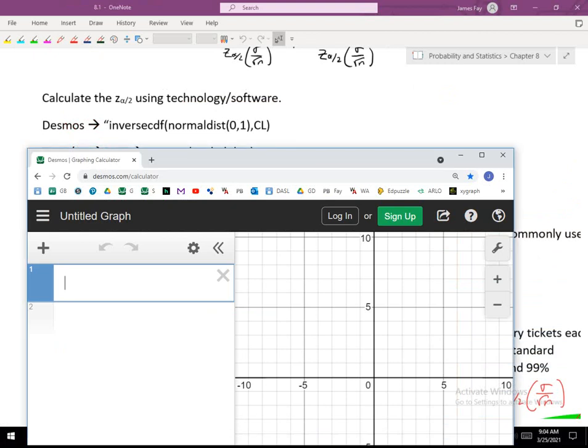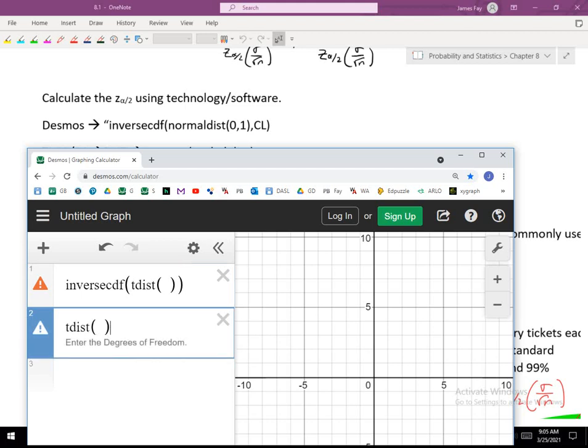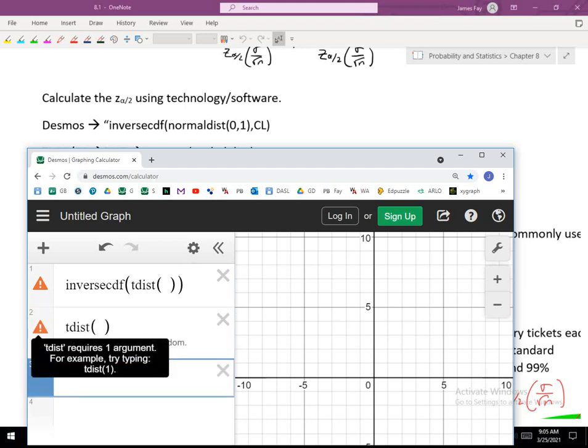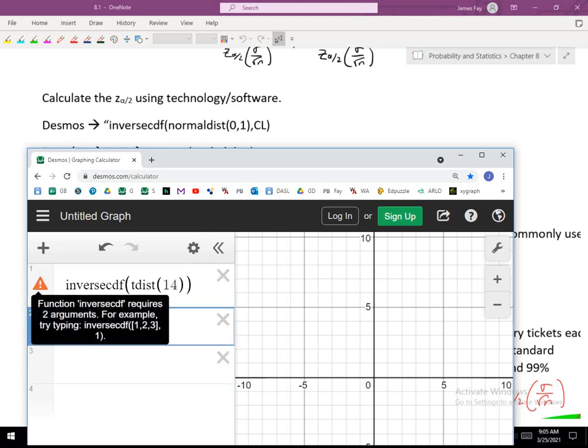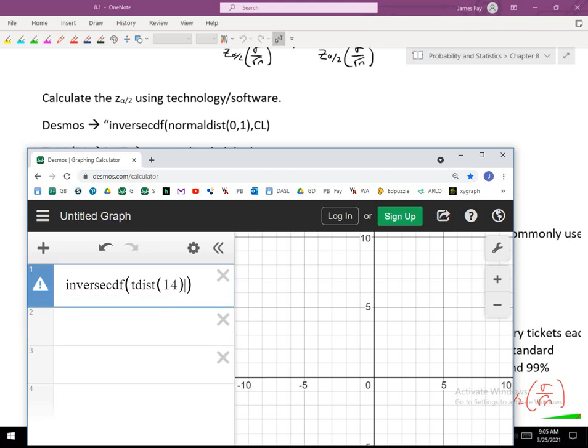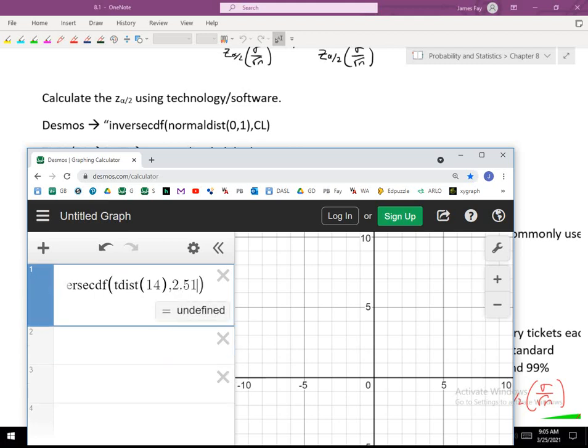And this is what I was talking about: it's a pain to get Desmos to use the inverse commands, because you have to type in inverse CDF, spell it right, and then you type in T distribution, and then you have to know what goes in the T distribution. I believe what goes in there is your degrees of freedom. Okay, so I'm typing my degrees of freedom. There should be something else I need from that. 2.517.